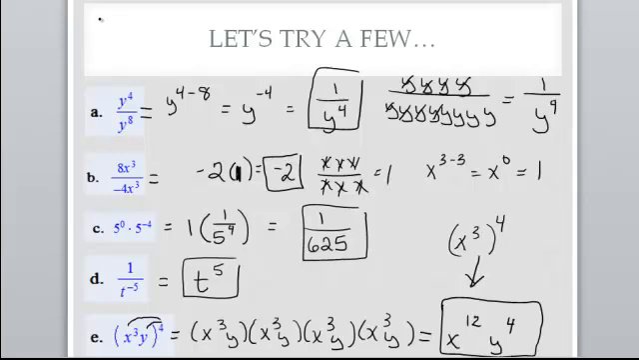I want you to notice the difference between x cubed to the 4th, which is x to the 12th, and x cubed times x to the 4th. Here you're multiplying like bases, so you add the exponents. This one would be x to the 7th.